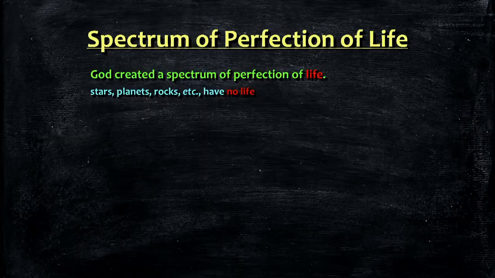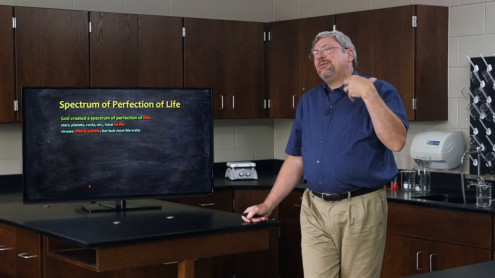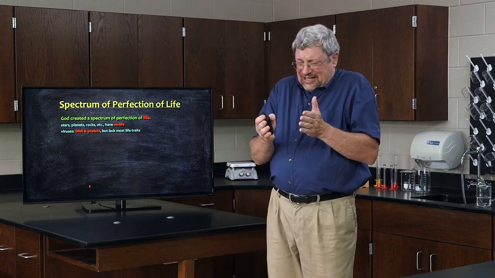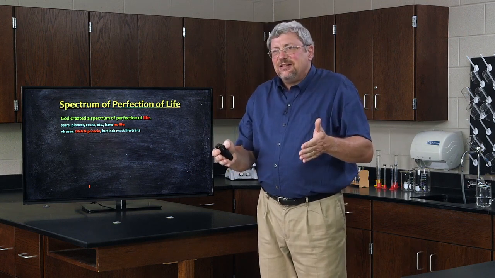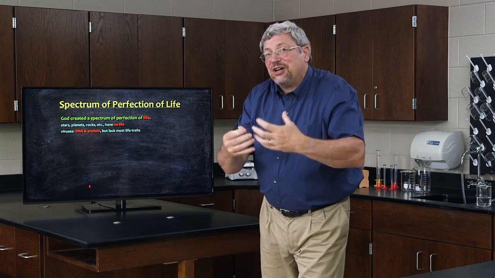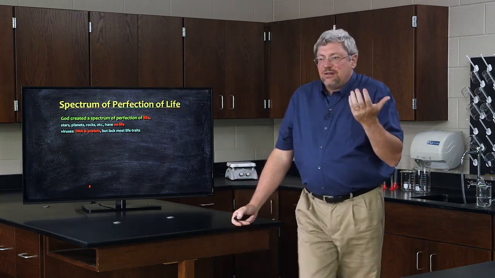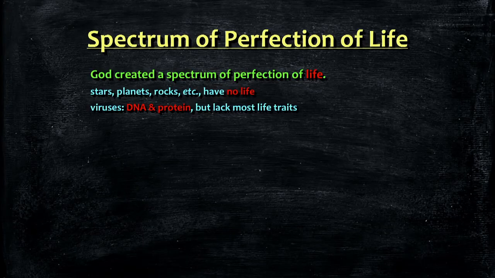So, for example, he created not just living organisms, he created stars and planets and the earth and rocks, and a bunch of things that aren't alive. So there's a spectrum of perfection of life. There are things that don't have life at all. And then there are some other things that seem to have some of the characteristics of life, but people argue whether they're living or not. For example, we have these things called viruses. Viruses have some of the characteristics of living things. Namely, they can get into a cell and cause a cell to reproduce more copies of that so they can reproduce. That seems to be a characteristic of life. But there's a bunch of other things that living things have that viruses don't seem to have.